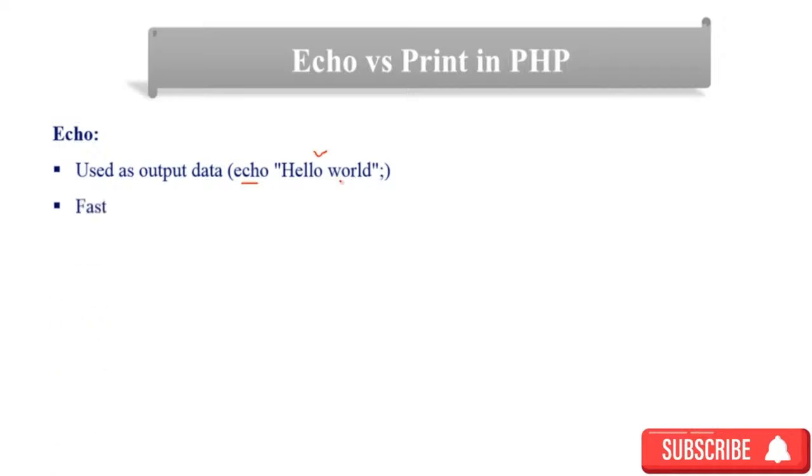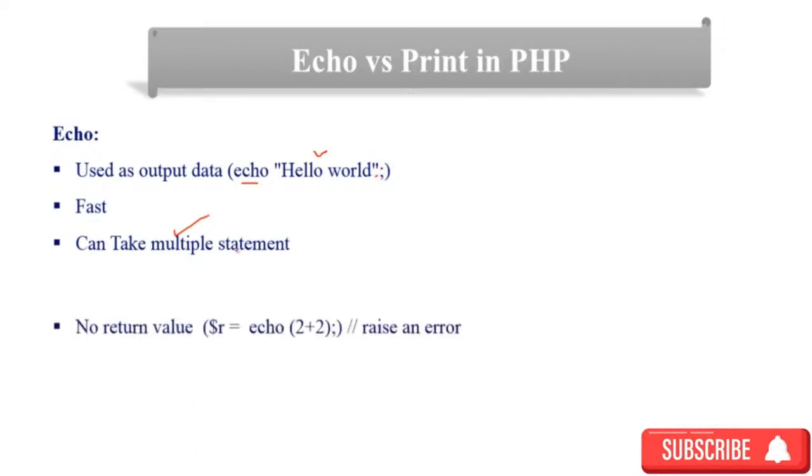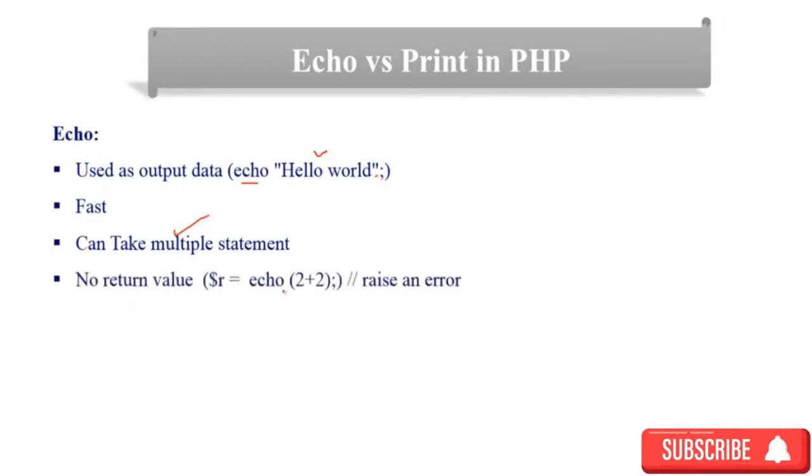Another point is that it can take multiple statements. You can put a comma and write another line of code that will display. Another is that it has no return value. When you echo, for example, 2 plus 2 and assign that value to any variable, you will get an error.